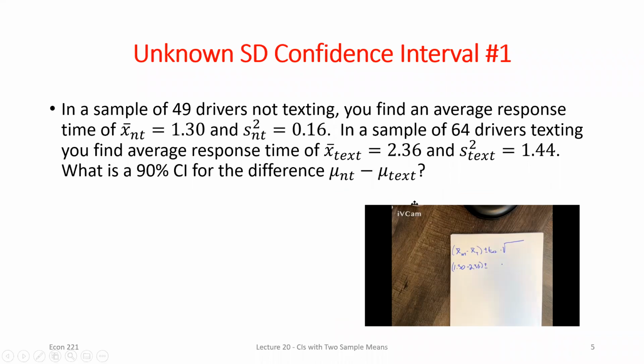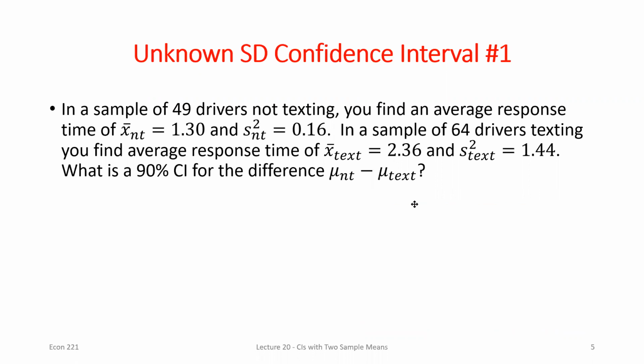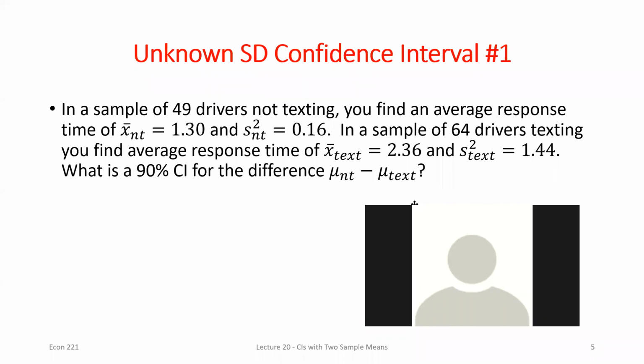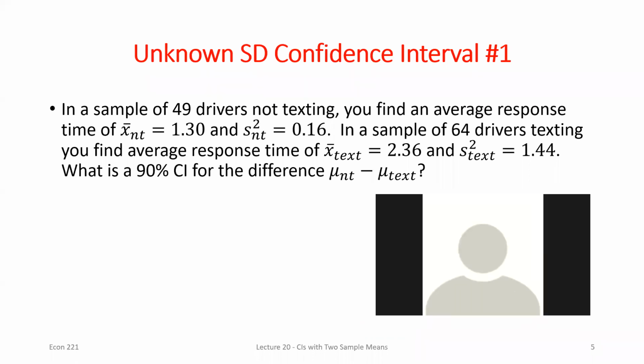So from here, it's just a matter of taking each group's variance over that group's sample size. Okay, so there we have 0.16. All right, back in. Let me pin my video now.